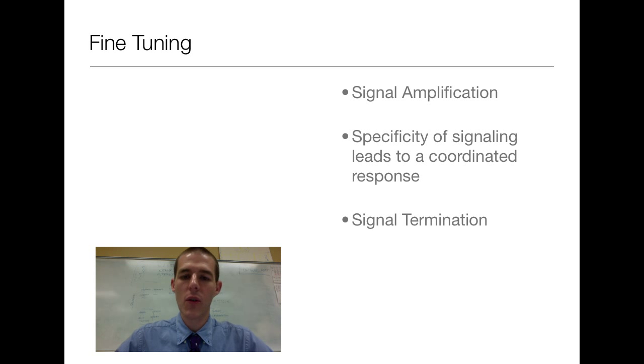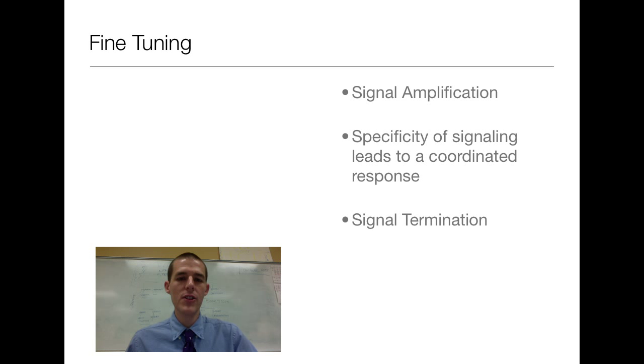Specificity of signaling leads to coordinated response. All I mean by that is that since these signal molecules are specific to the cells, they can fly past a bunch of cells until they get to the right receptor. So that's one of your ways that the body makes sure that things that don't need to be signaled aren't getting signaled. And finally, you've got to be able to shut down this response, whatever's happening.